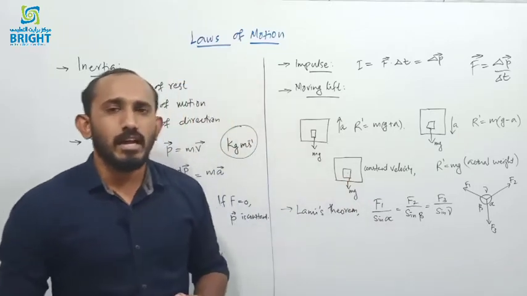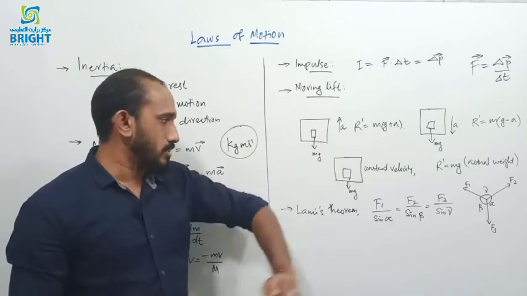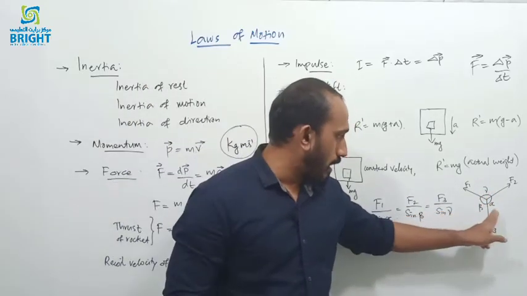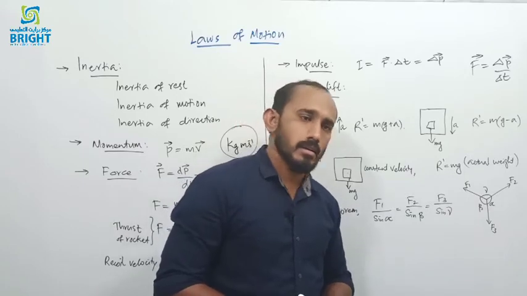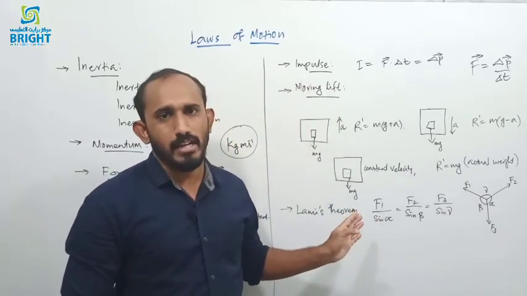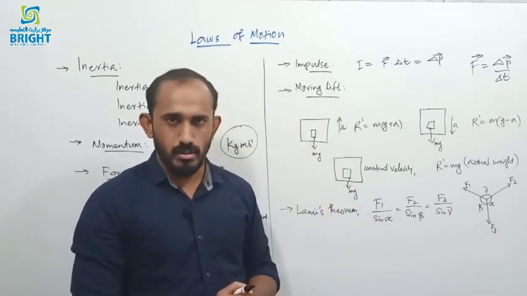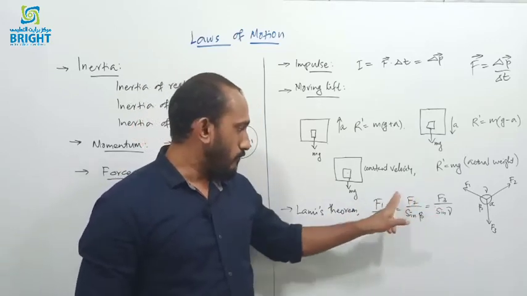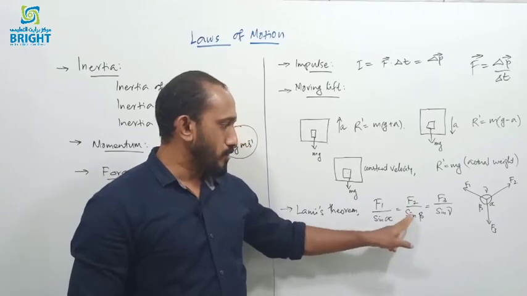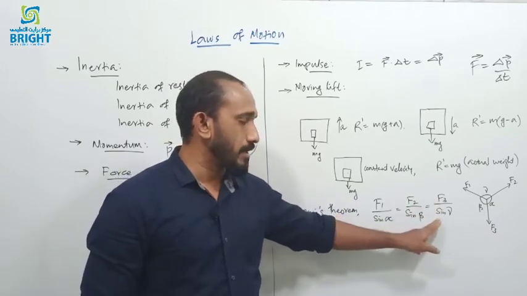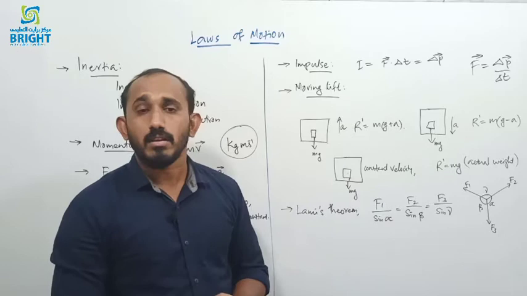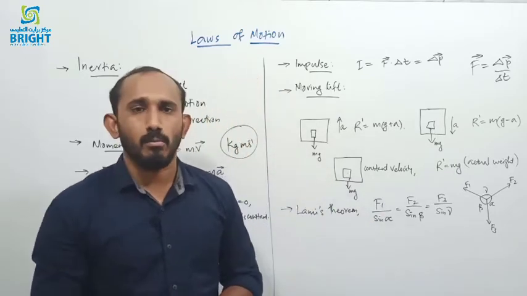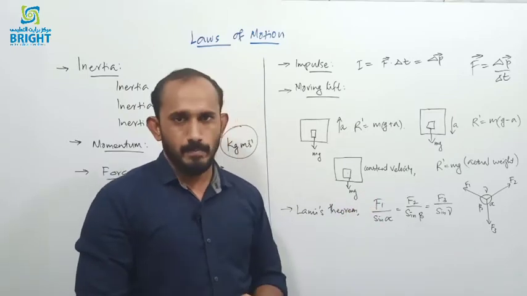Now, on a body, there are three forces acting, like in this problem, F1, F2, F3, making angles alpha, beta and gamma. Then Lami's theorem gives you a chance to solve these forces if you know any of these three, either the angles or the two forces. F1 by sine alpha is equal to F2 by sine beta is equal to F3 by sine gamma. It gives you the concept of how to resolve the forces if more than one force is acting on a point.